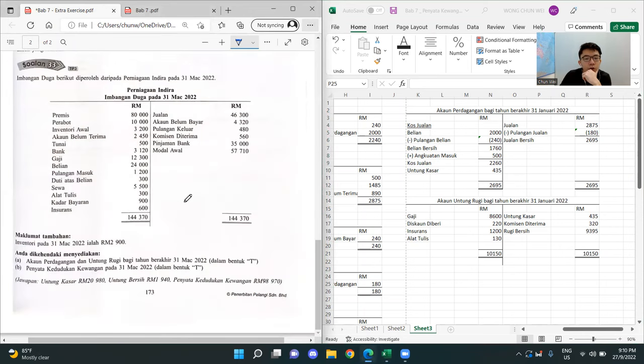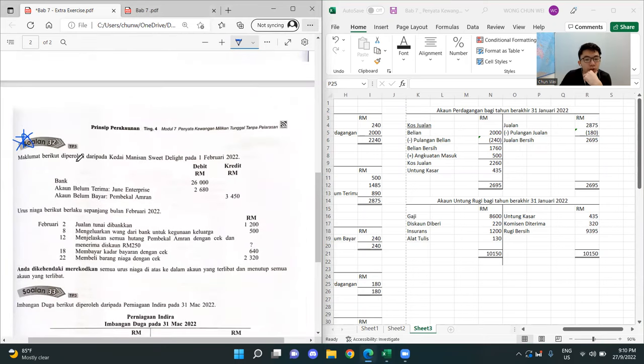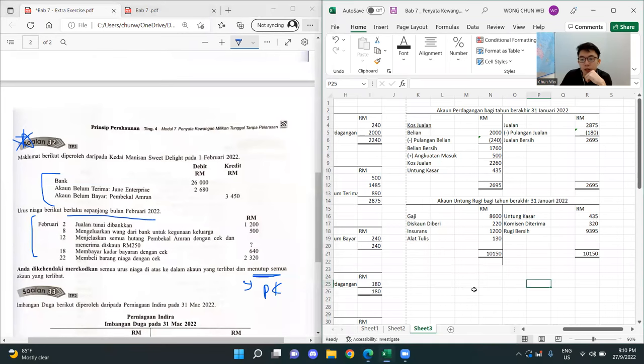Okay, question 32 on page 173. Okay, try this question. So anda dikendaki merekodkan semua urus niaga di atas ke dalam akaun yang terlibat dan menutup. So menutup meaning you have to send to the account penyata kewangan. Either account perdagangan atau account untung rugi atau penyata kedudukan kewangan. Alright. So here dia telah bagikan kamu baki. So this is the baki pada 1 February 2022. So this is apa yang berlaku sepanjang bulan February 2022. Okay. So let's do this.